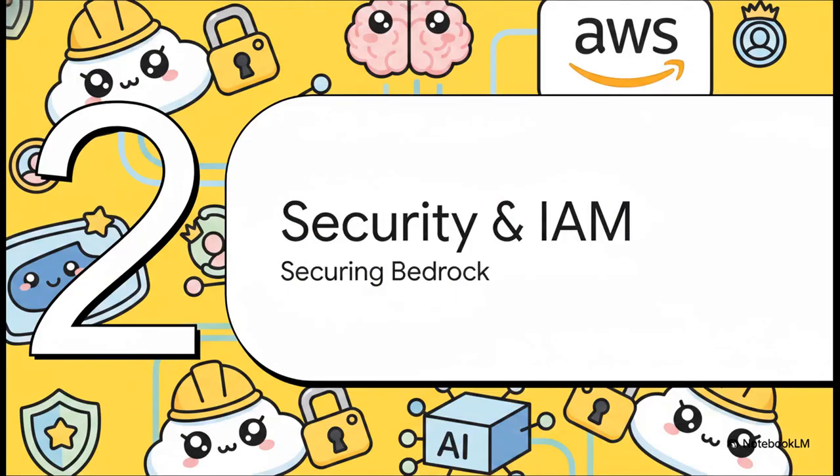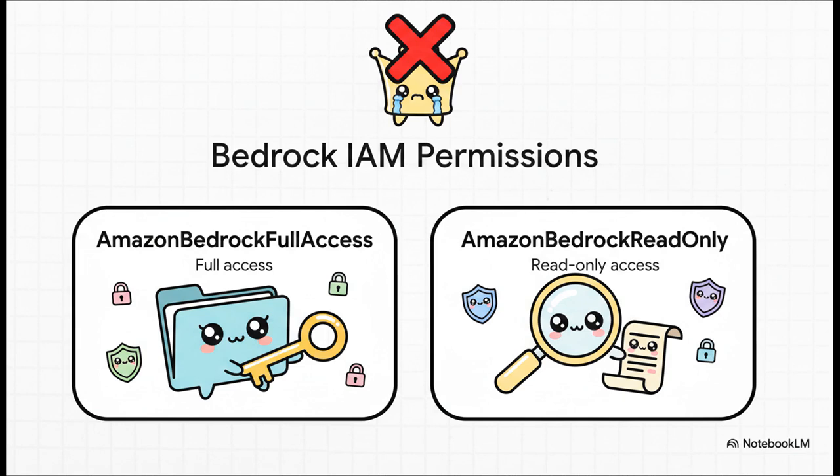Moving right along to Section 2, Security and IAM Permissions. We'll be looking at securing the Bedrock infrastructure. So the first golden rule of AWS totally applies here. Never ever use the root account. Your developers and apps need to use an IAM user or a role with least privilege access. Now, for the test, you must know the exact names of the AWS managed policies. Need full administrative control? You attach Amazon Bedrock Full Access. What if an auditor just needs to look at configurations without changing anything? Amazon Bedrock Read Only is what you want. Nailing down these specific policy names will immediately help you eliminate those tricky distractor answers on the test.